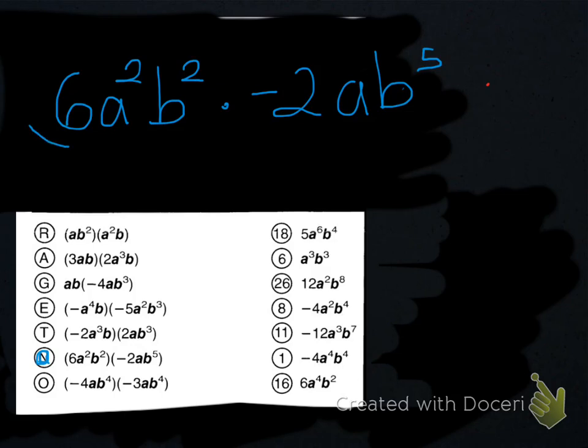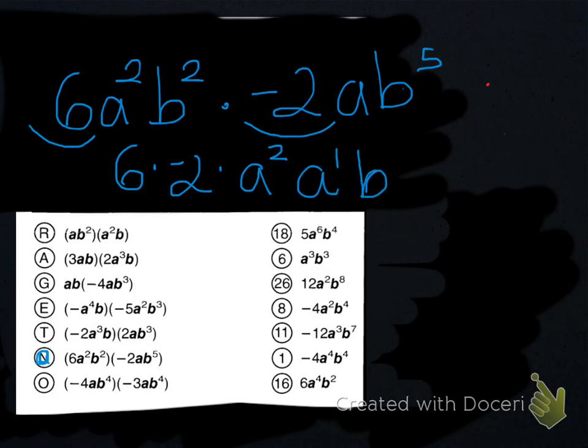Let's do the coefficient times the coefficient. Commutative property. I can rearrange these in any order I want. I could write 6 times a negative 2. I could rearrange that. I could put my a's together. Times a squared times a to the 1 times b squared times b to the 5th. And you're noticing I'm not putting the dots because they're too difficult to do with my stylus.